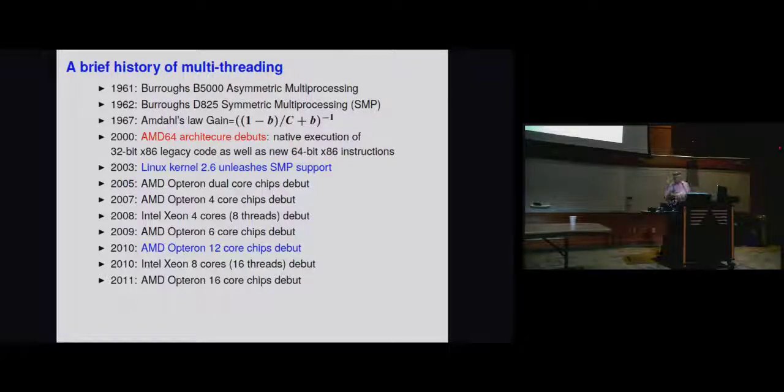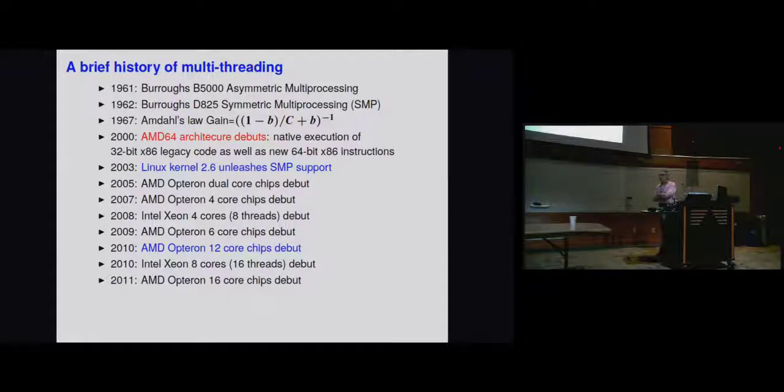But to get it into our laptops took a lot of time. I think one of the practical challenges that was overcome was in 2000, AMD released what they called the AMD 64 architecture. So they had created chips that were capable of native execution of 32-bit x86 legacy code, as well as new 64-bit x86 instructions. And they kind of caught Intel with their pants down. So that's why it's called the AMD 64 architecture and not the Intel 64 architecture.